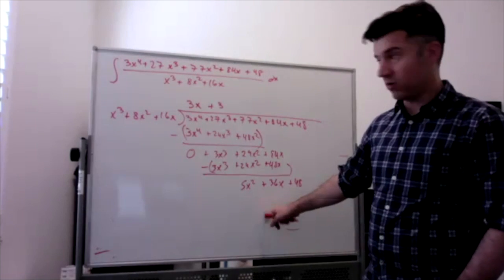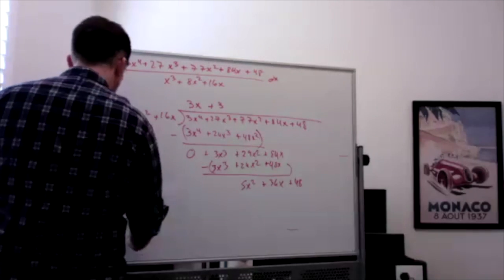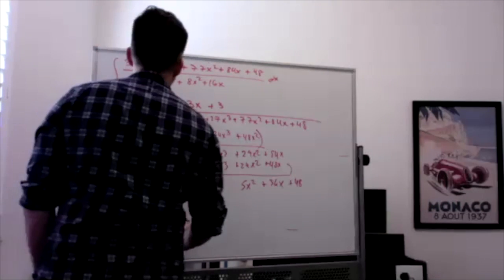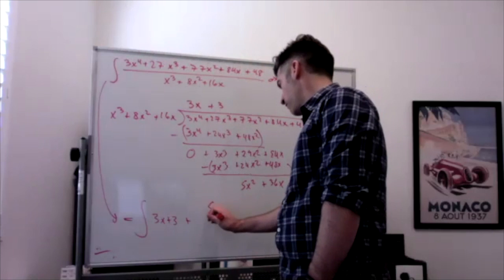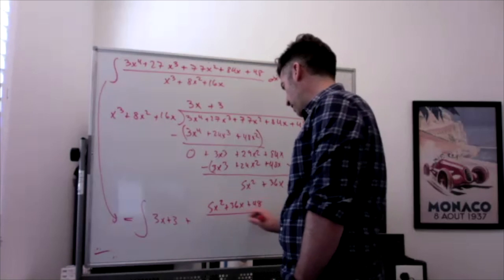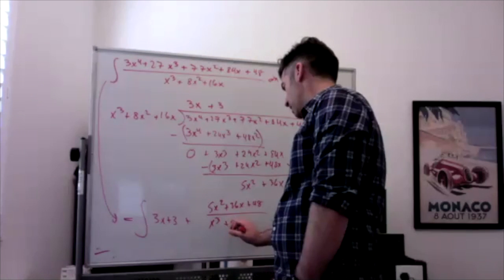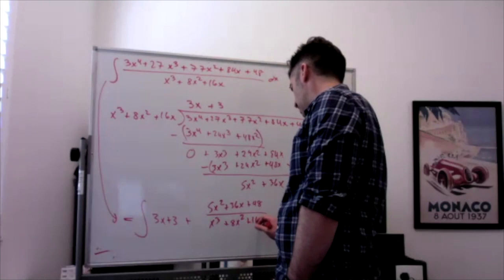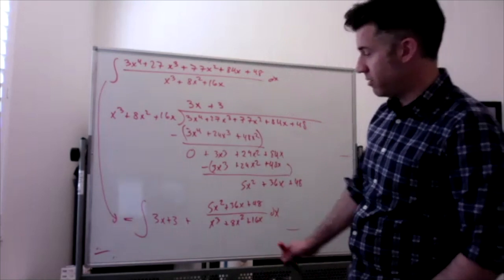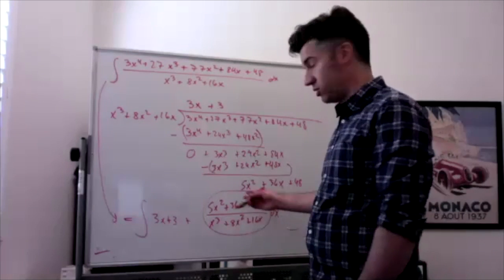So that's our remainder. So here's what we get to say so far. This integral is equal to the integral of 3x plus 3 plus the remainder, 5x squared plus 36x plus 48, divided by this terrible x cubed plus 8x squared plus 16x. Okay, so then we definitely know how to anti-differentiate this part. We have to deal with this, and we're going to deal with this with partial fractions.